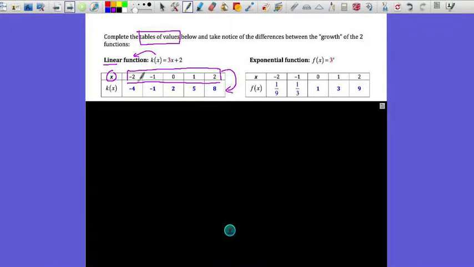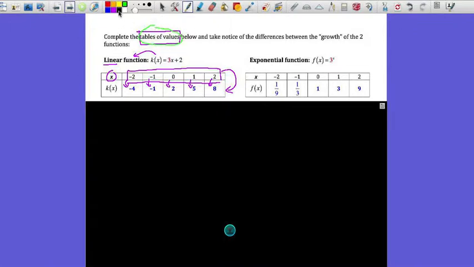Okay, and each of these y values, or k of x values, was obtained using the process of substitution. We subbed in minus 2, times it by 3, added 2, and we got minus 4. Okay, the procedure: I mentioned before that a table of values is a very important method.